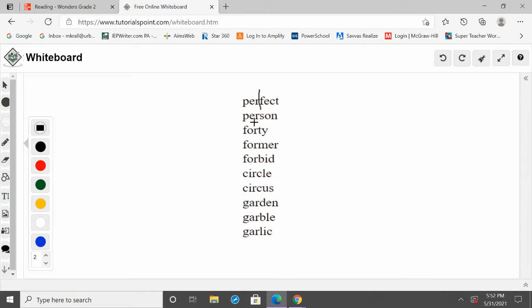Same thing with person. Person, break it up. That ER is going to stay together in that first syllable. For T, we have that OR. We have a vowel and R, or, right? We change that vowel sound. Or T, that OR stays together in that first syllable here. Same thing with former. Break it up, stays together. Forbid, it stays together.